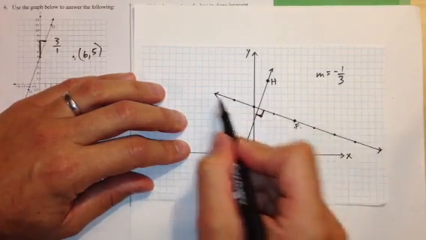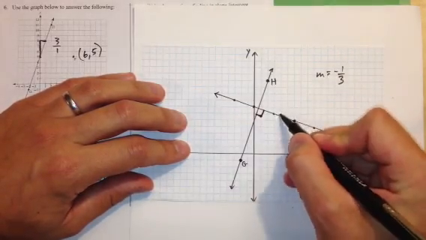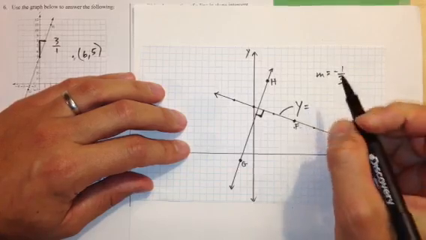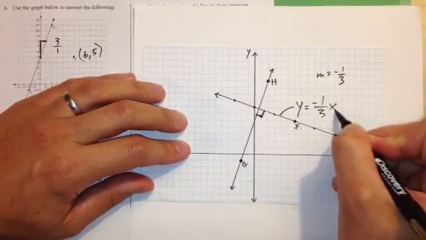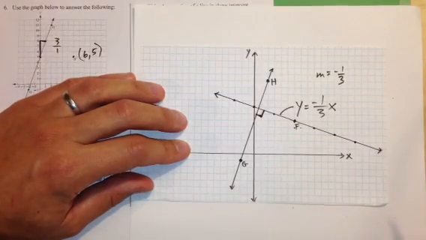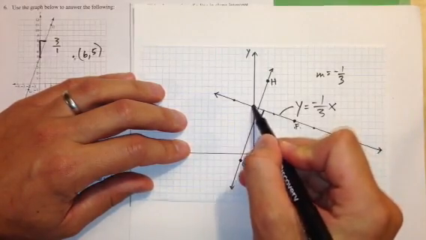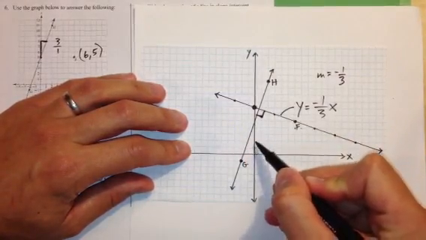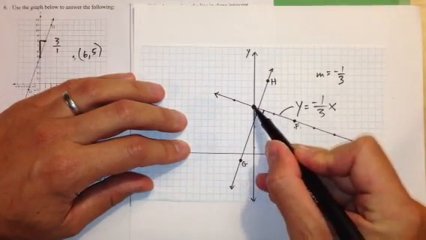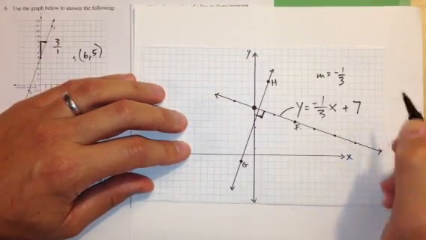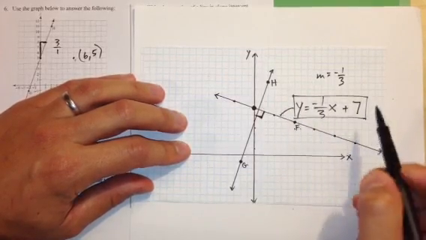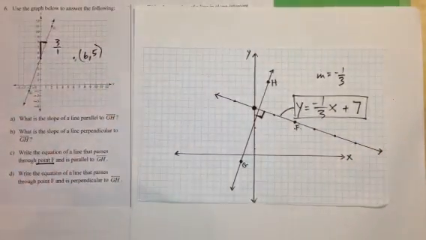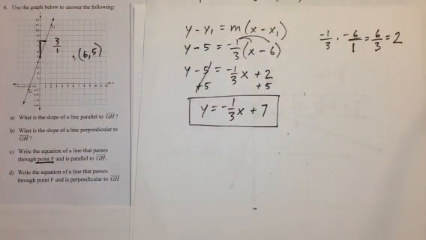So what is the equation of the line that I just drew? Well, the equation is y equals, the slope is negative 1/3, so negative 1/3 x. And what's the y-intercept? Well, the y-intercept of the line that I just drew is 1, 2, 3, 4, 5, 6, positive 7. So the equation of the line perpendicular to GH that passes through point F is this, which is the exact same thing that we got when we calculated it algebraically.